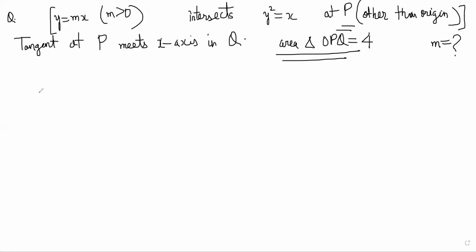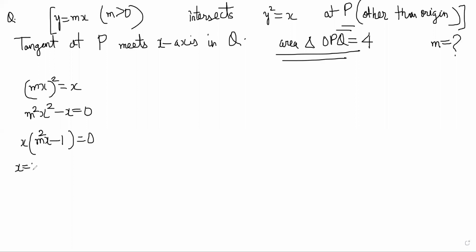They are saying that this line intersects this parabola, so there should be 2 points of intersection, right? Fine. So how will you find the point of intersection? You put the value in y square equals x. So y is equal to mx, right? So you write mx whole square is x. So we'll get m square x square minus x is equal to 0, x common, x into m square x minus 1 is equal to 0.